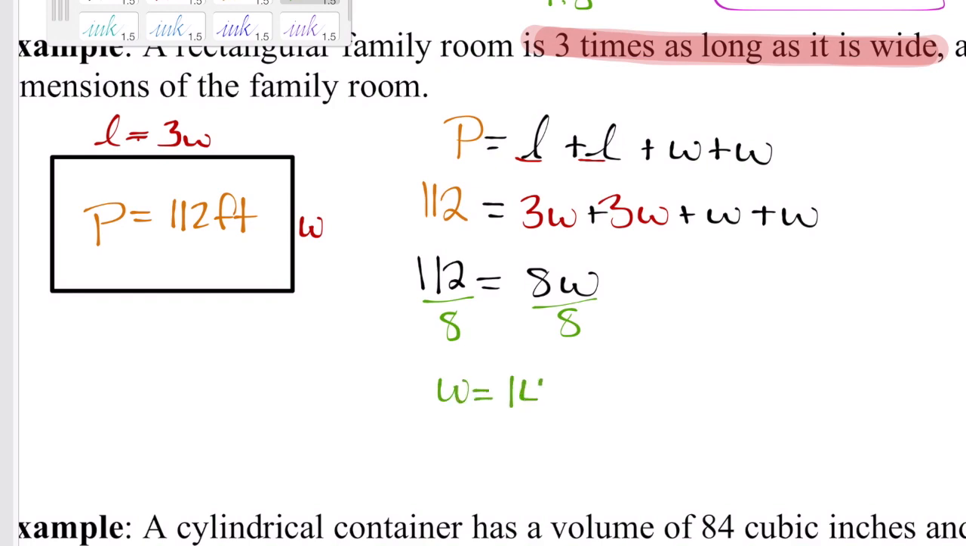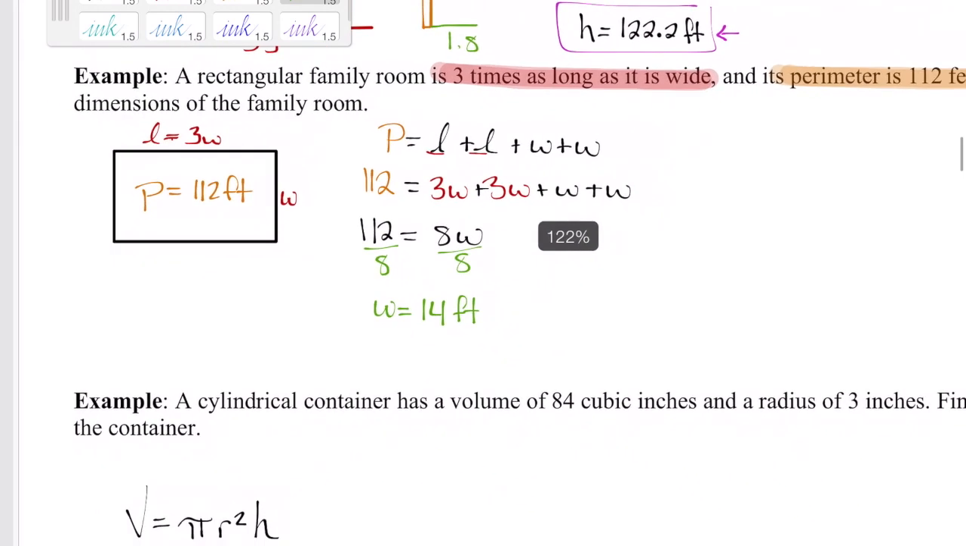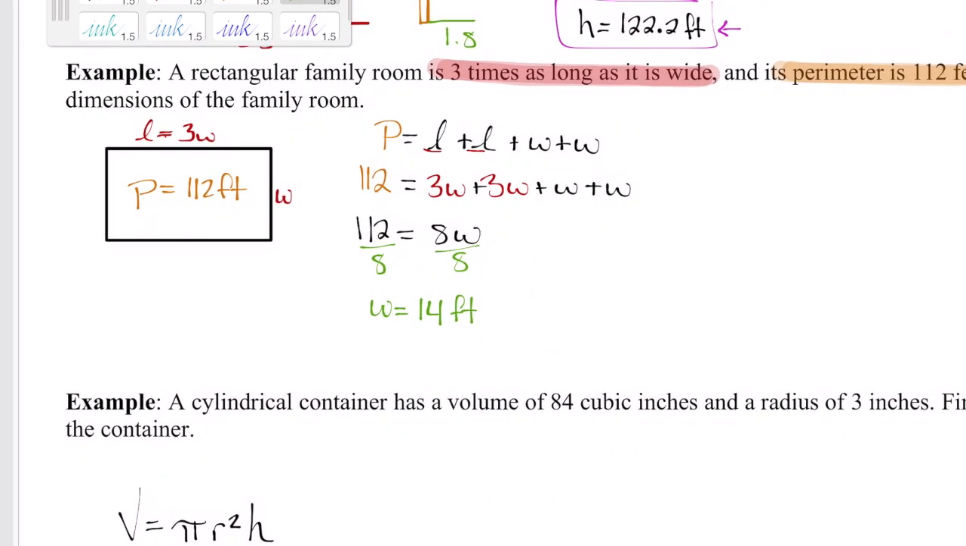feet. Now it wants the dimensions, meaning it wants both the width and the length. So now that I have my width, I can plug it into the W here to figure out what my length is. So 14 times the 3 would end up giving us 42 feet. And those are our dimensions.